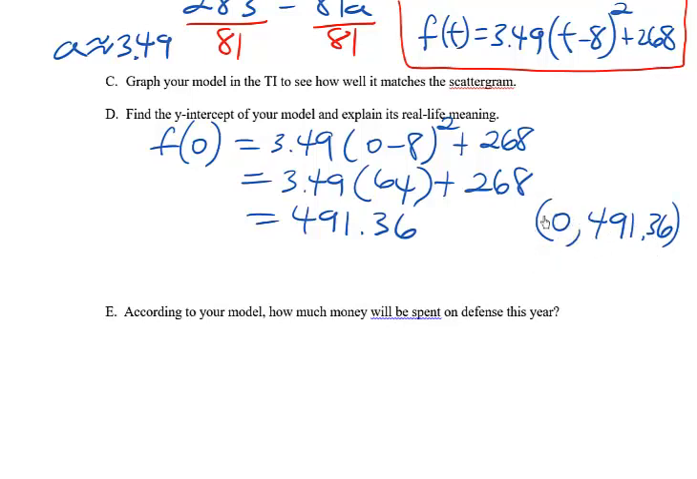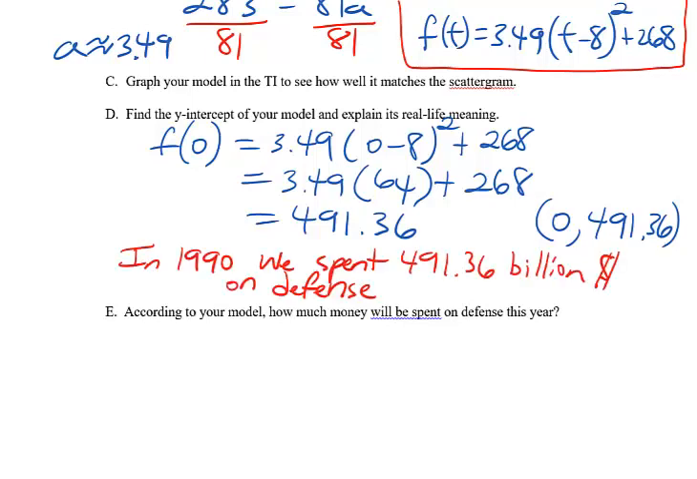We'll go back to your let statement. T stands for number of years since 1990, so the 0 would mean we're talking about the year 1990. The f of t, the y value, stands for the money in billions of dollars. So we're essentially saying in 1990 we spent 491 billion on defense. I have no idea if that's actually true. We're just saying that's what our model predicts.